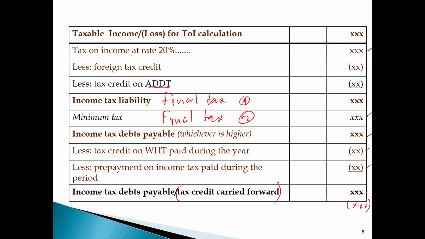So we calculate and get what we call tax on income, 20%. We deduct foreign tax credit, and after that we deduct ADDT, the $250 we just calculated. And then we will get what we call income tax liability. So this is a final tax. And then, if you are not exempt from minimum tax, you're also required to calculate minimum tax and compare which final tax you're supposed to pay, whether it's income tax liability or minimum tax. Okay.